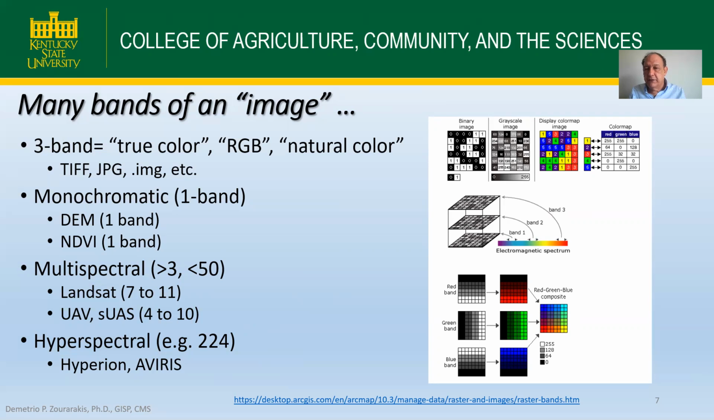But also in the world of GIS, we have 1 band images, like the DEM, the elevation models, and the normalized difference vegetation index, one of many indices, but it's 1 band. Then you have the multispectral images that have more than 3, but less than about 50, say 10, 15 bands. Those are the typical Landsat data, the Sentinel data. The UAV and the small unmanned aerial systems capture red edge data, so you have about 5 bands.